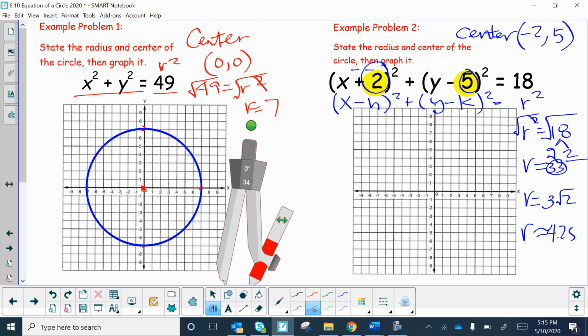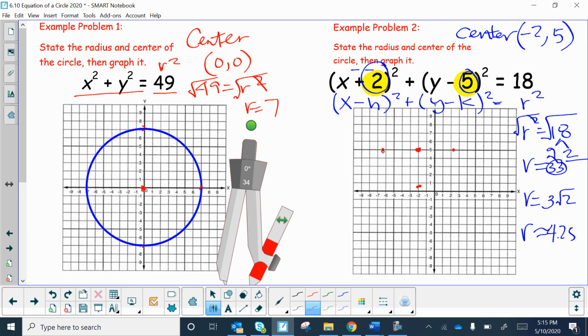So the center was at -2, 5. So we want to go 2 to the left, up 5. So go ahead and plot your center there. And then the radius is about 4.25. So I'm going to count 4.25 out to the right. And it's not going to be perfect. This is just kind of like an estimate. 1, 2, 3, 4. And then a little bit past it. 1, 2, 3, 4. And just past it.